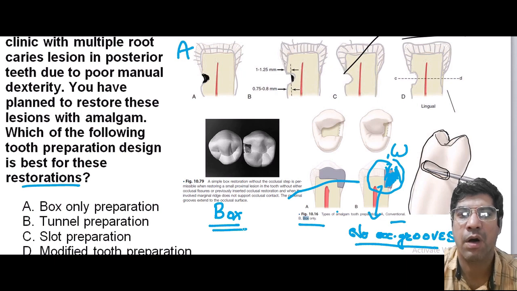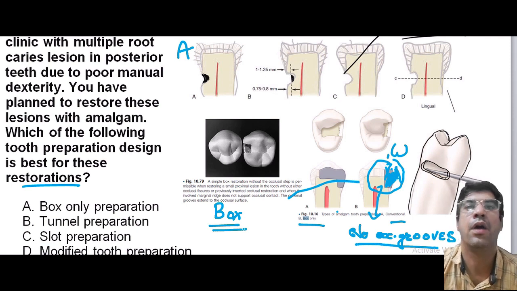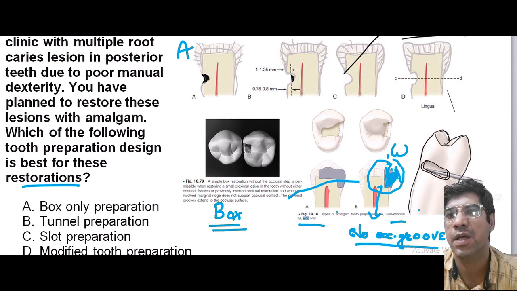So a box only preparation is a conservative approach to restore a small proximal cavity when there is no occlusal fissure or existing occlusal restoration. This type of preparation is limited to the proximal surface. So that is why your answer is not box preparation.